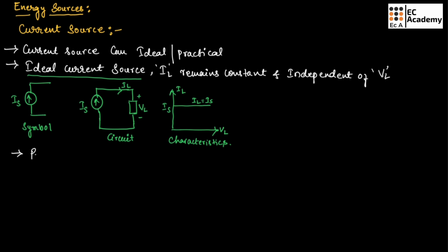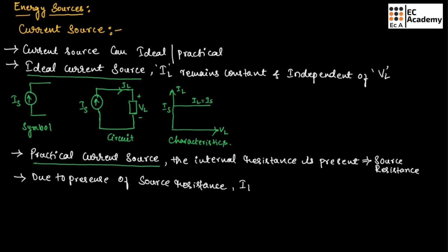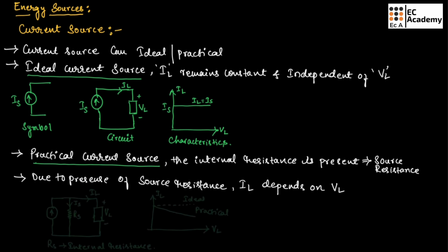In a practical current source, the internal resistance is present, which is known as source resistance. Due to the presence of source resistance, the current IL will depend on the voltage VL.